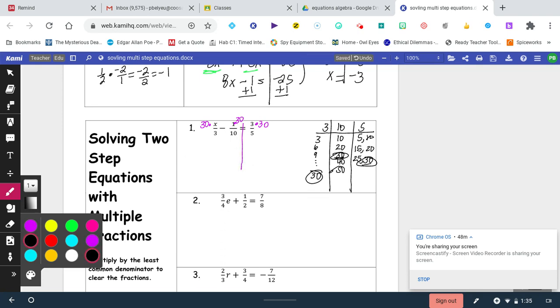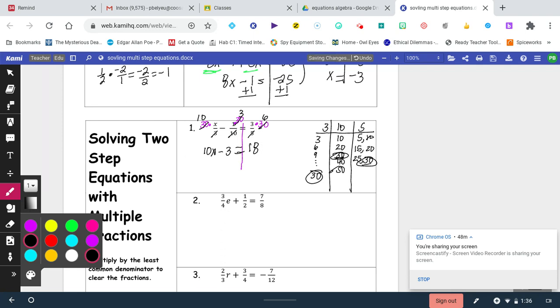What I would do is I'd say, well, how many times does 3 go into 30? Well, that would be 10. So you would end up with 10x, because it's still 10 times x. How many times does 10 go into 30? Well, that would be 3. So now it's -1 times 3, which is -3. All right, how many times does 5 go into 30? Well, that would be 6. So now you have 3 times 6, which is 18. And I've gotten rid of the fractions just like that.